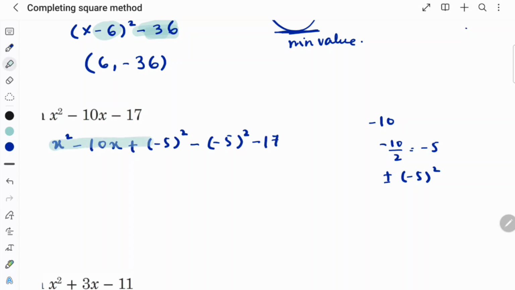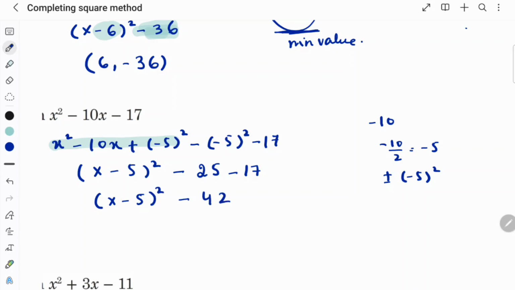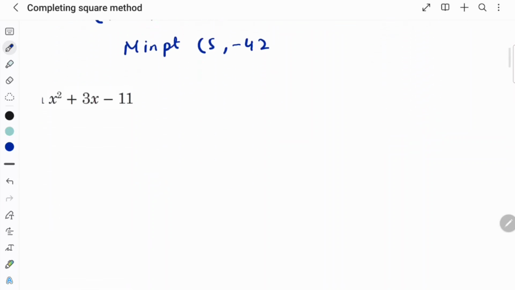So up till here it will become x minus 5 whole squared. Remember, when you open it you will get x squared minus 10x plus 25. So that is x minus 5 whole squared minus, and minus 5 squared is positive 25, and minus 17. It's not difficult to add these two numbers, that is minus 42. In every question I'll tell you the minimum or the maximum point. Here also the coefficient of x squared is positive, so you will have a minimum point at 5 and minus 42.